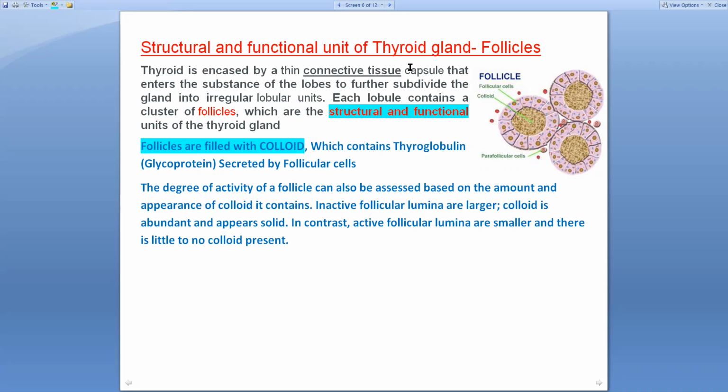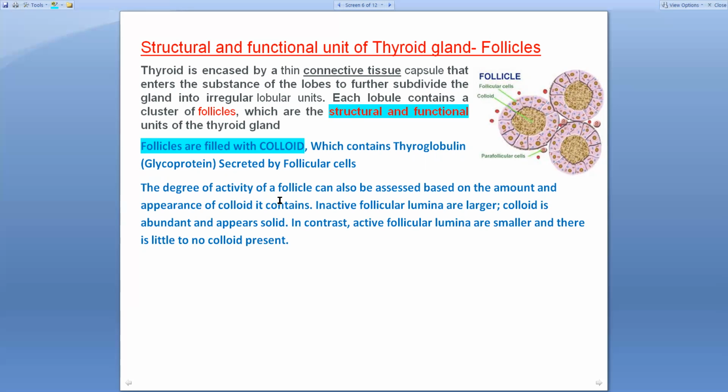thyroglobulin. This is very important. Thyroglobulin glycoprotein. This thyroglobulin is secreted by the follicular cells. Rough endoplasmic reticulum of the follicular cells secretes this colloid.